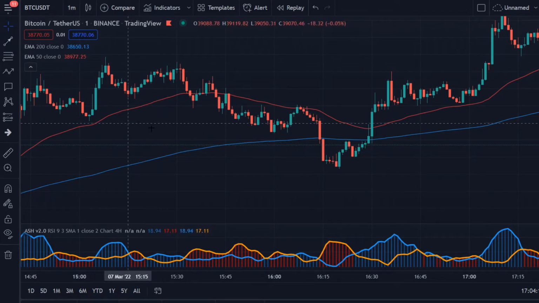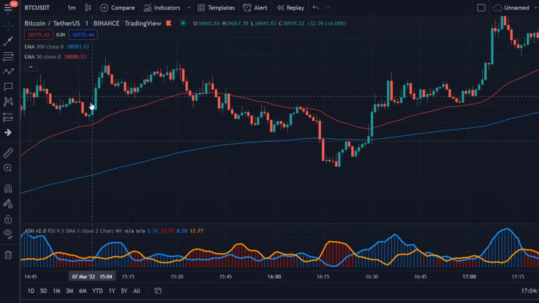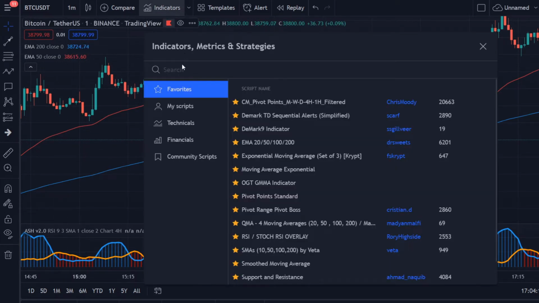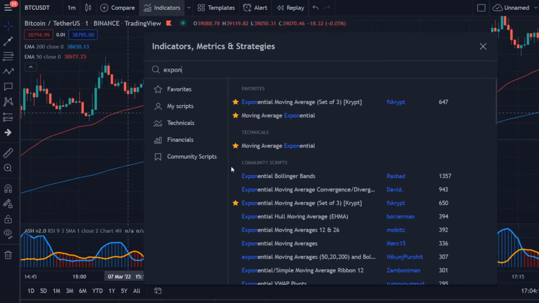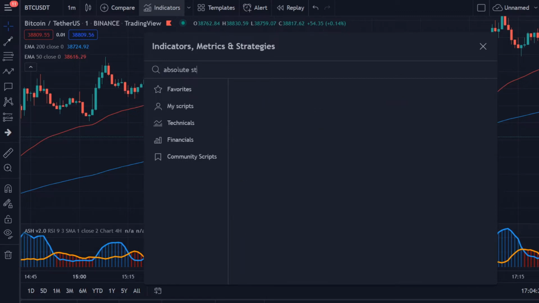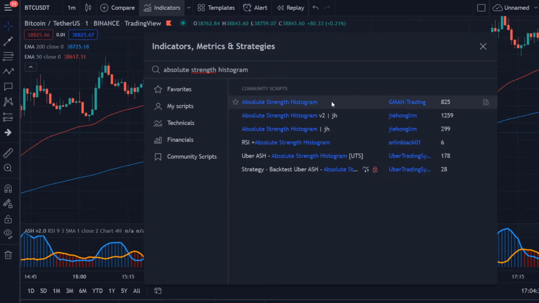For this trading strategy, we will be using 3 indicators. First we go to the indicator tab and we're looking for the exponential moving average, and you click twice on this one over here, the moving average exponential. And then we are looking for the absolute strength histogram, and make sure to use the G-Man trading one. So click on this one over here.